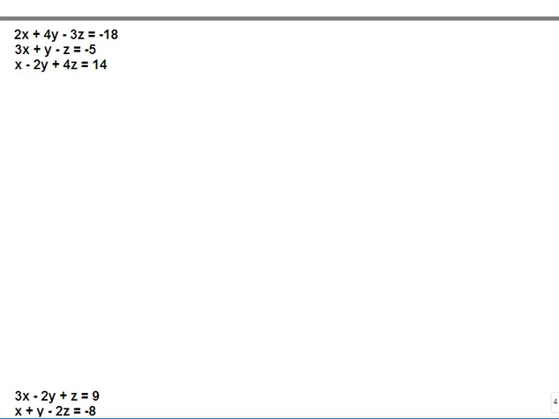Okay, the last examples that we're going to work on here are going to be 3 by 3 systems. We can still use matrices for these, but they're just going to be a little bit longer and a little bit more tedious to do. And we're going to do them just like we did the last examples. We're going to start by translating our equations into rows. So in this example, we're going to have 3 rows. The top row is 2, 4, -3, -18. The middle row is 3, 1, -1, -5. And the bottom row is 1, -2, 4, and 14.